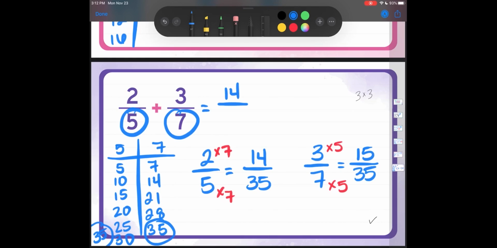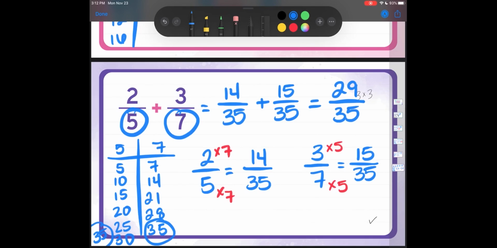We're just going to substitute those new fractions into their old fractions' place. So where I had 2/5 first will now be 14 30/5, plus, and where I had 3/7 will now be 15 30/5. And now we are ready to solve. So we can just add our numerators and then leave our denominators alone.